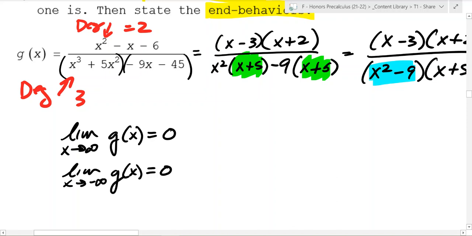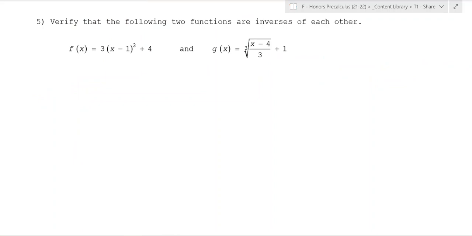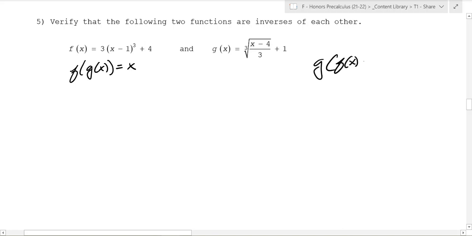There it is. How do you verify that two functions are inverses of one another? You have to do f of g of x and show that that equals x. And you have to do g of f of x and show that that equals x. You have to plug both functions into each other in both orders. So what is f of g of x? You take g of x and you plug it in.